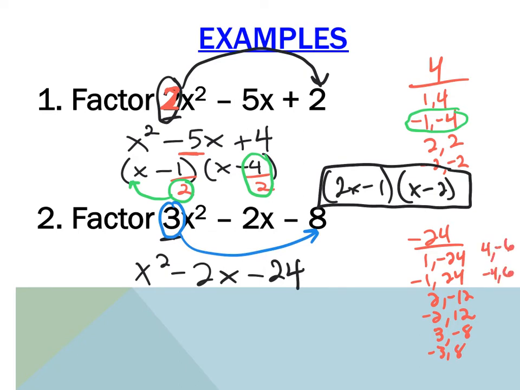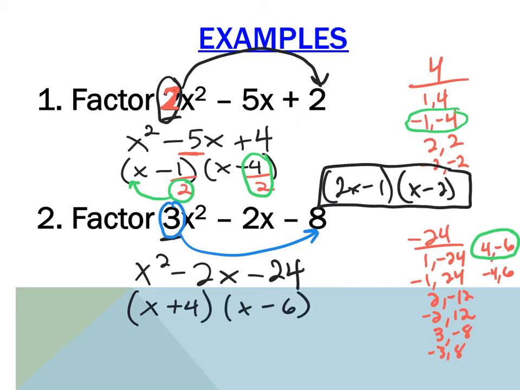And so if I look at my whole list, which ones add up to the middle term of negative 2 there? Notice the 4 and the negative 6 would add up to negative 2. And so that would factor into x plus 4, x minus 6.